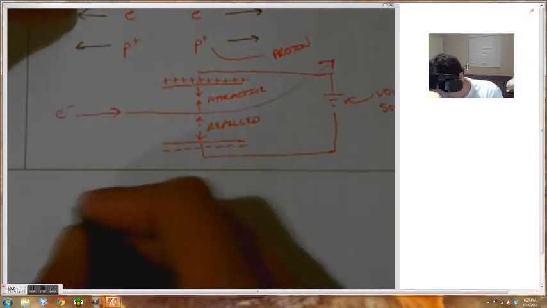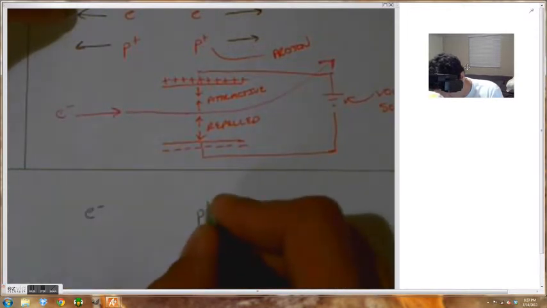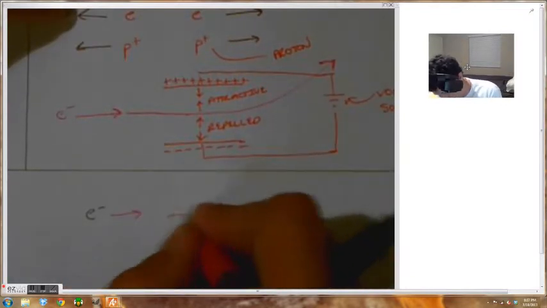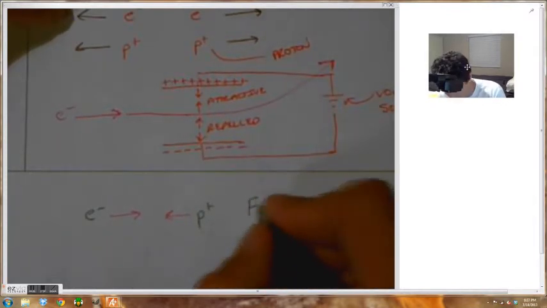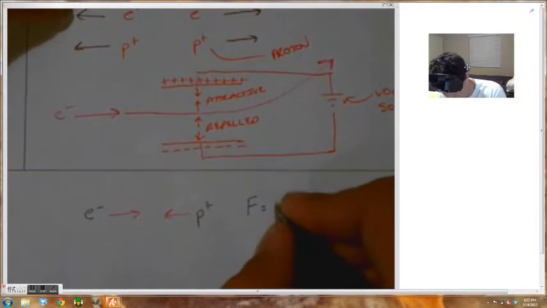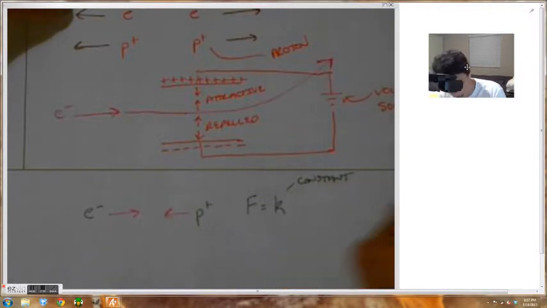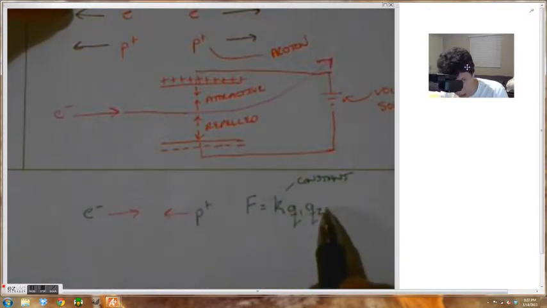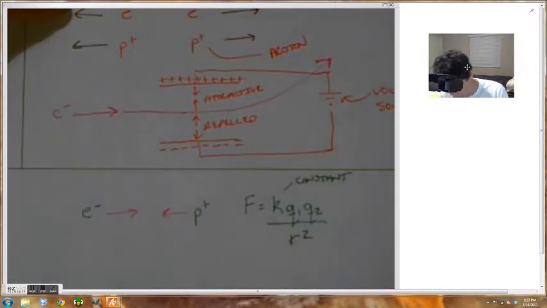But let's say we have two charges in space, an electron and a proton. We know that they're going to be attracted towards each other, but with what amount of force? Well, the force applied by the electrostatic is equal to some constant. Don't worry about the constant, it doesn't change, times the charge of the first thing times the charge of the second thing, or in this case, the charge of the electron times the charge of the proton, divided by the radius squared.